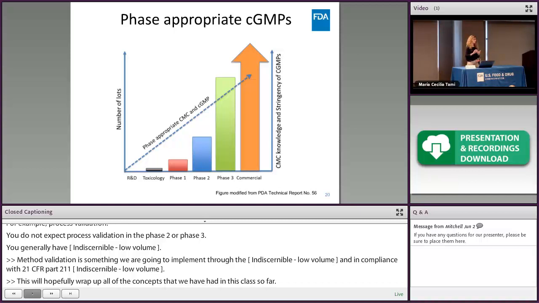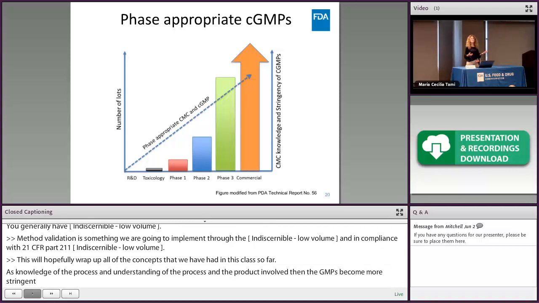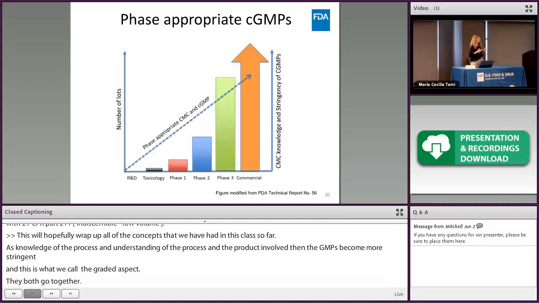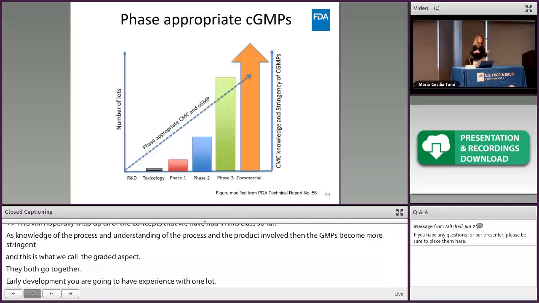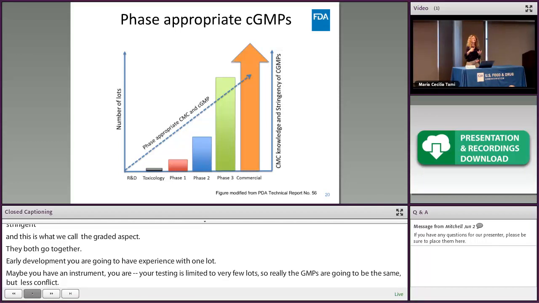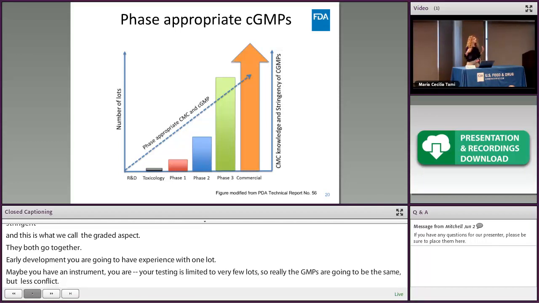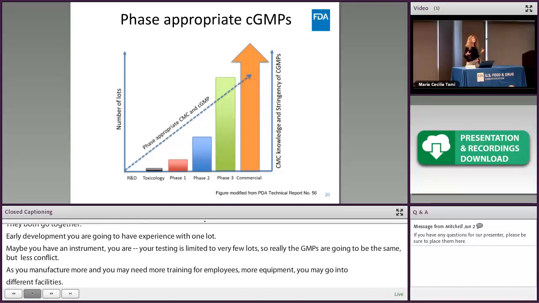Early in development, you're going to have experience with one lot. Maybe you have one instrument. Your testing is limited to very few lots. So really, the GMPs are going to be the same, but less complex. But as you manufacture more, you may need more training for employees, more equipment. You may go into different facilities. So all this comes together, and together with the increment in the knowledge in the CMC, the GMPs also become more stringent, until you get to the point that you have a manufacturing process that is feasible for a commercial setting.